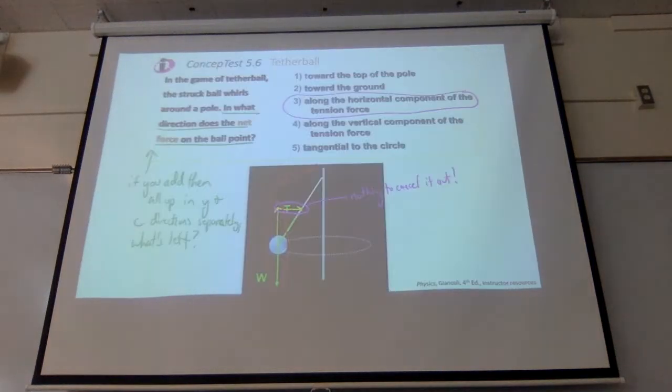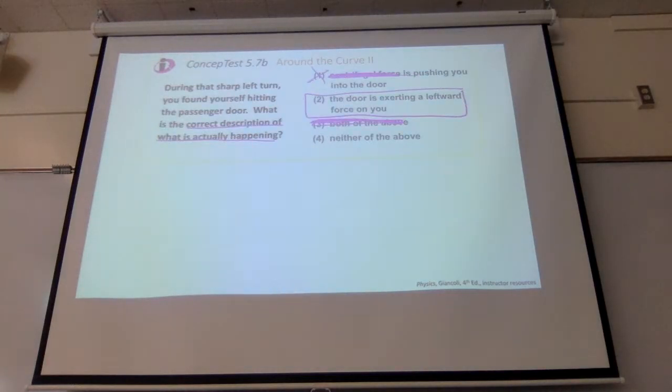Just like on this previous problem here, there was this tension force component that points toward the circle in the middle. That's the thing that's making the ball go around in a circle. In this particular case, the door is the force that's making you go in a circle. So if I were to draw a free body diagram for you, this is you, there you go. And the car, we already know is going to turn around to the left.